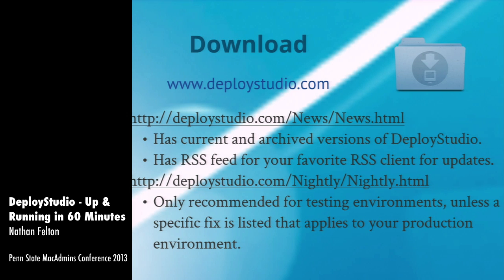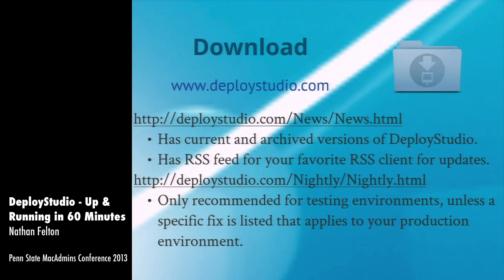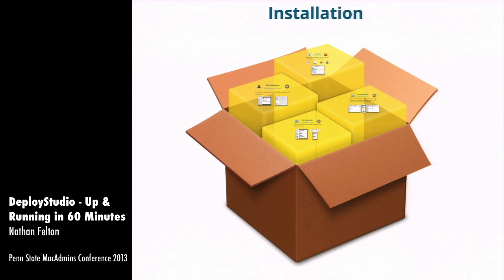Something I will note right out of the box is the most recent version that we're using today is 1.6.0, and it does not support Leopard anymore. So you can only use Snow Leopard or beyond at this point. But the archives do have an older version that allows you to use Leopard, and there's even an older version that will allow you to use Tiger if you're still on that. So those are some links to note down. And again, they're just at deploystudio.com, and there are links at the top of the page. So we're going to move on to the installation.